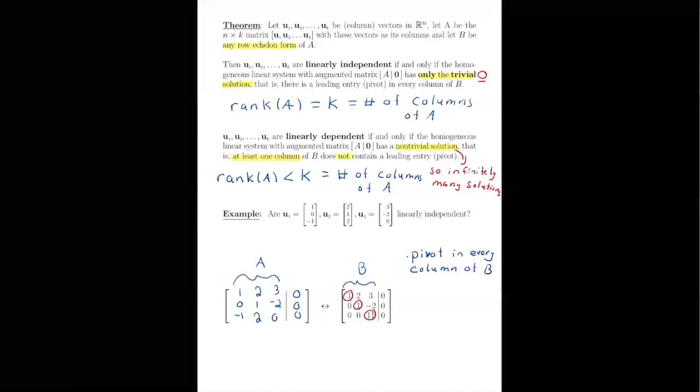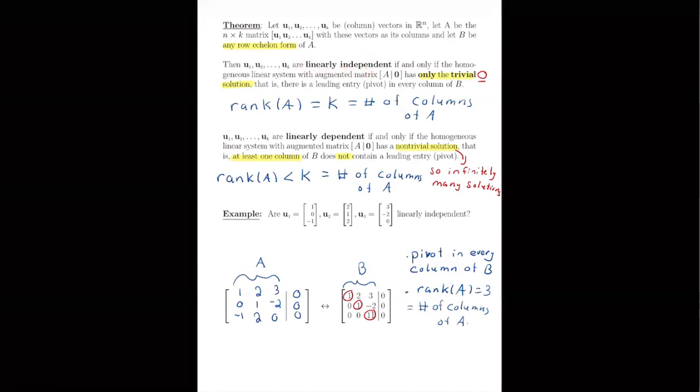And if we want to talk about this in terms of rank, if we want to use that rank condition, then we can check this. What is the rank of A? How many leading entries? 1, 2, 3 leading entries. So the rank of A is equal to 3. And how many columns does A have? A also has 3 columns. So the rank of A is equal to 3, which is equal to the number of columns of A. By checking either of these two things, we can conclude using this theorem that these vectors are indeed linearly independent.